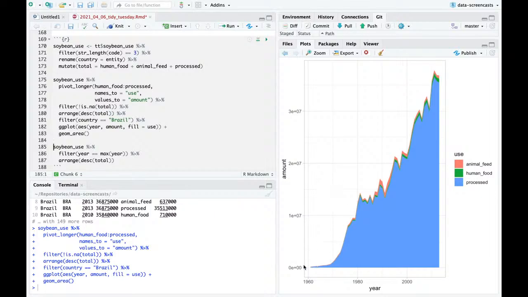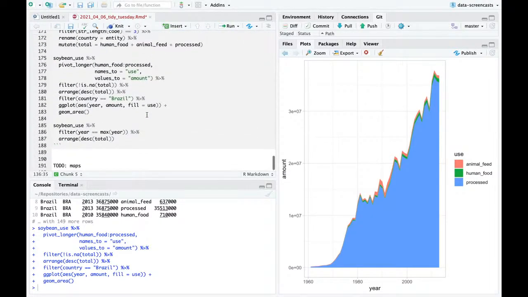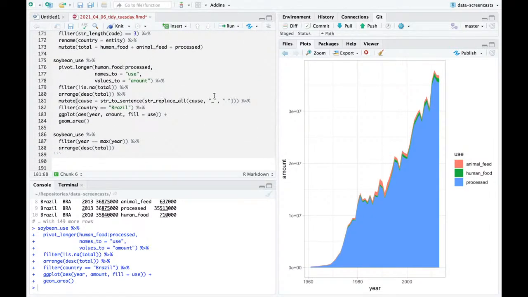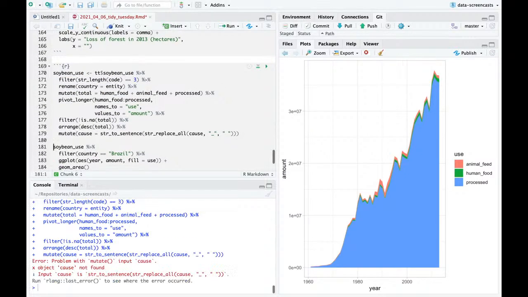And you can see, okay, Brazil has been creating a lot of soybeans, but almost all of it for the processed purpose. Now I like this thing I did earlier when I did mutate cause. I'm going to keep this in here, and I'm going to say soybean use. You know what? I'm going to put it in the processed version, and I'm going to do this as part of my processing. But it's not called cause, it's called use.